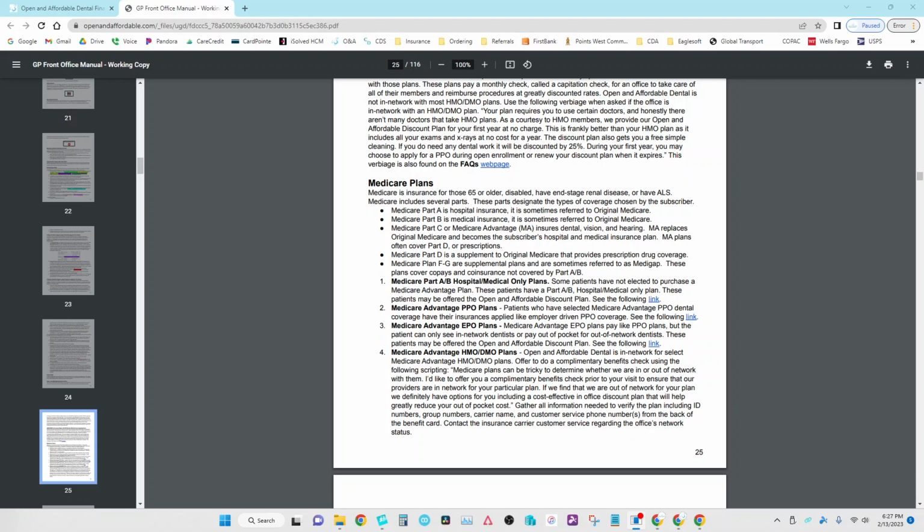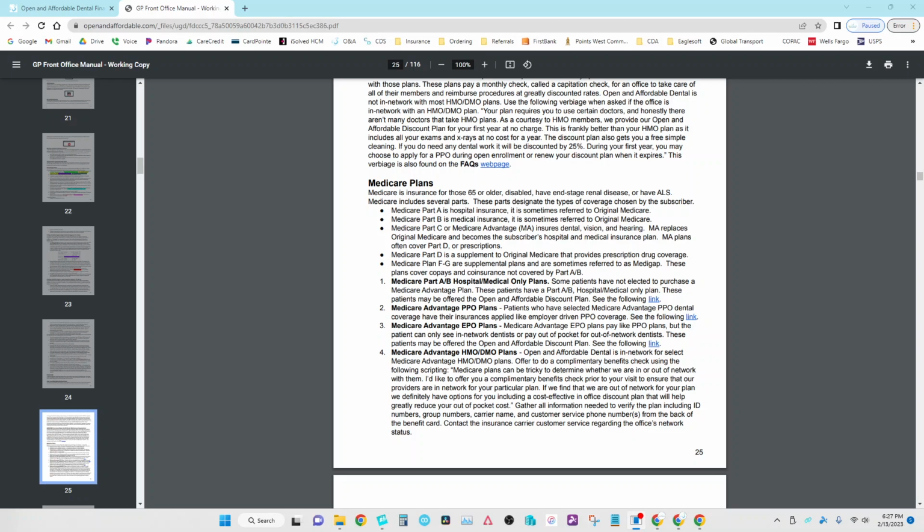Medicare is a benefit that is given to older adults, those that are 65 years or older. Sometimes it's given to those that are disabled. Sometimes it's given to those that have end stage renal disease or have ALS or Lou Gehrig's disease. And Medicare includes several parts, and these parts designate the types of coverage that are chosen by the subscriber. It's important to understand Medicare and how it applies to dental, obviously, because a lot of patients have Medicare.